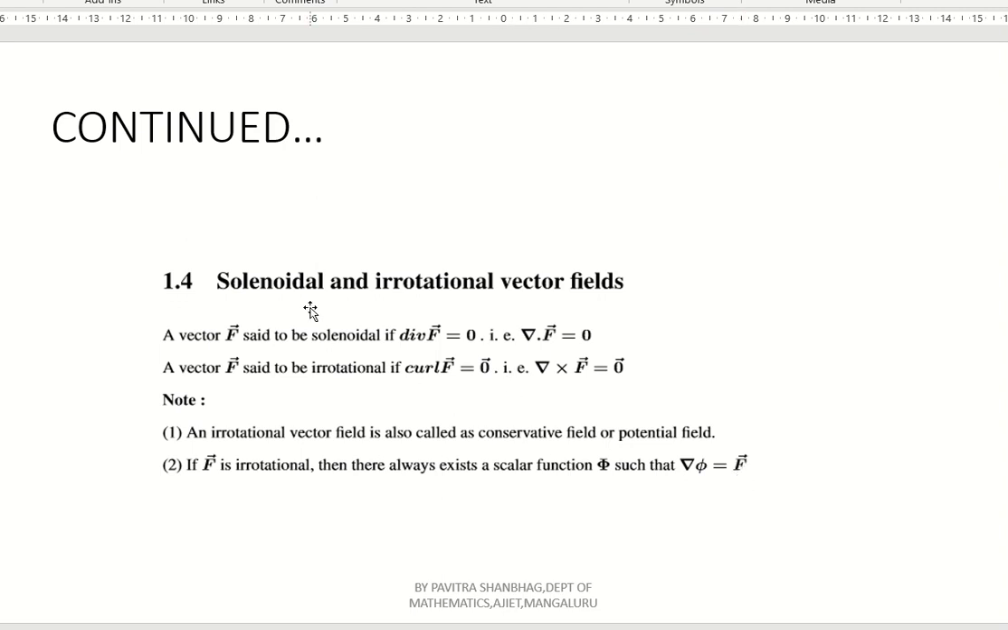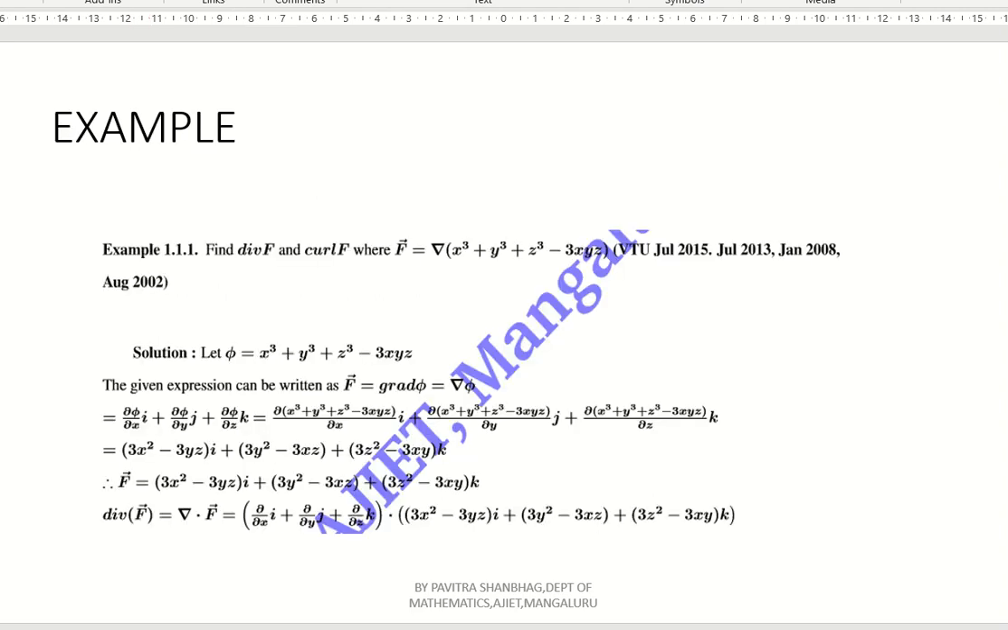Now these are the basic concepts whatever we have discussed. Now let us move to the problems one by one. First one: find divergence f and curl f, where vector f equals del of x cube plus y cube plus z cube minus 3xyz. See here, first you have to identify what is given.